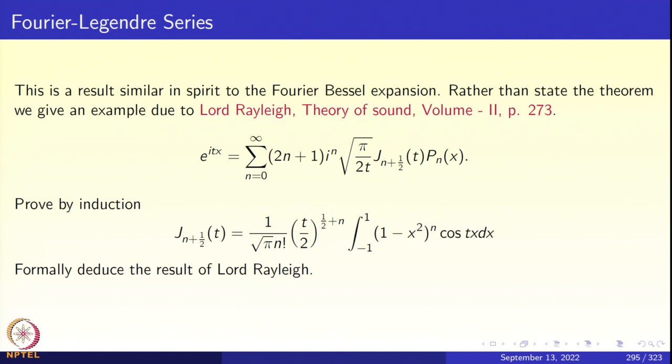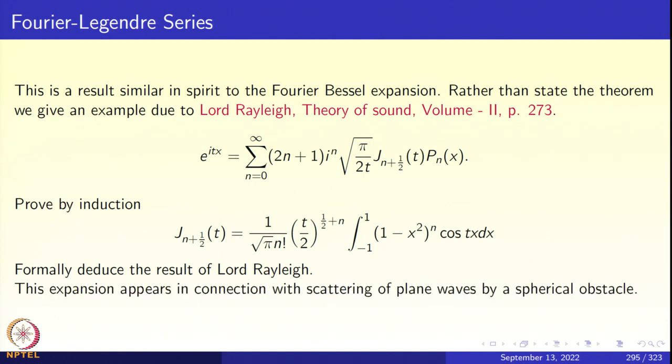You will get a very familiar looking series, a sine series. It won't be sine x, it'll be a slight variant thereof. And then try to differentiate and check. You have the relation between Jp prime, Jp plus 1 and Jp minus 1, remember? And try to use induction to prove this, and formally deduce the result of Lord Rayleigh. Now this expansion appears in scattering theory, problems on scattering of plane waves by spherical obstacles. I think I'll close this capsule here. Thank you very much.